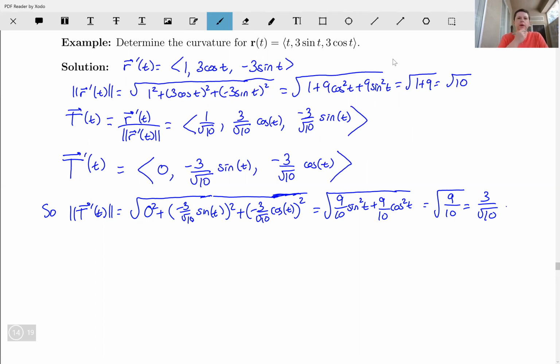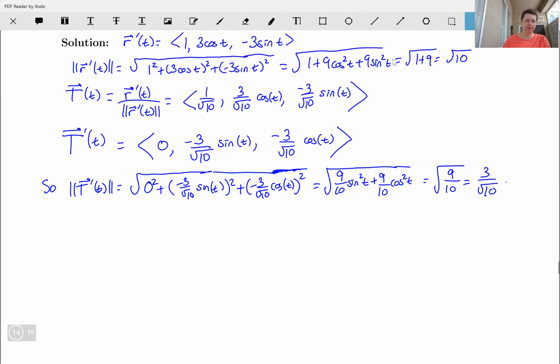Now at this point you might be going, well, dang, Professor, you made us rationalize every single time, get rid of the square roots in the denominator. And I'll say, sure, but we're not done yet, so might as well wait till we get done and do everything at once.